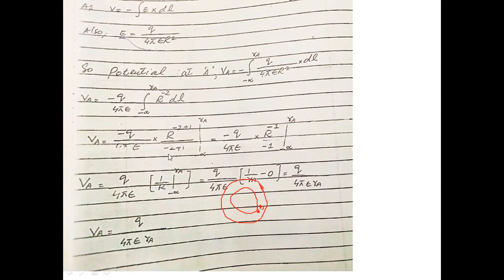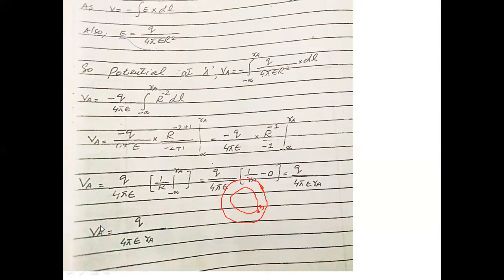we will get plus 1 divided by minus 2 plus 1, from minus infinity to Ra, times minus Q over 4 pi epsilon. Minus 2 plus 1 is minus 1, so r to the power minus 1 divided by minus 1, from minus infinity to Ra. Now putting the values of Ra, we will get 1 over Ra minus 1 over infinity. Anything divided by infinity is equal to 0, so Q divided by 4 pi epsilon Ra.